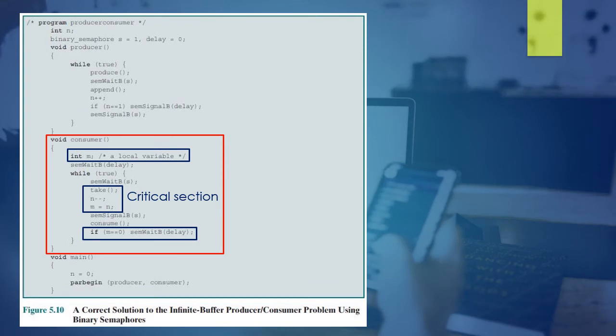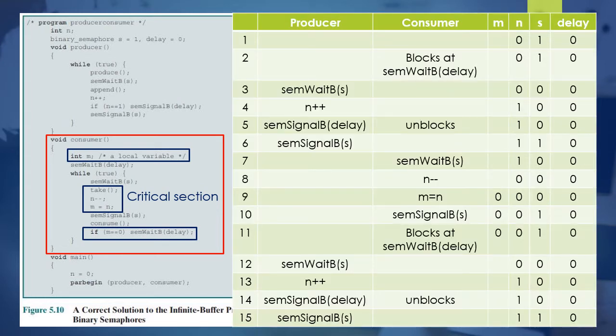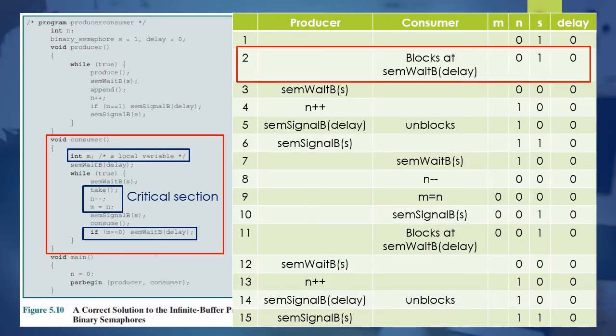A fix for the problem is to introduce an auxiliary variable m that can be set in the consumer's critical section for use later on. The if statement stays out of the critical section of the consumer. But now it compares the local integer m to 0 instead of the global variable n. We start with n equals 0.